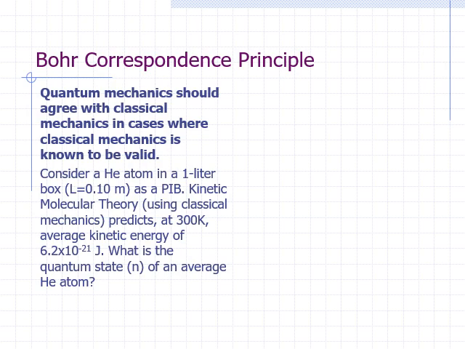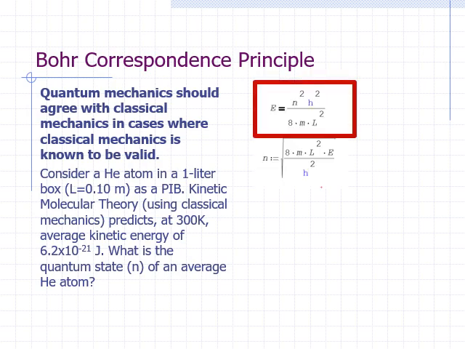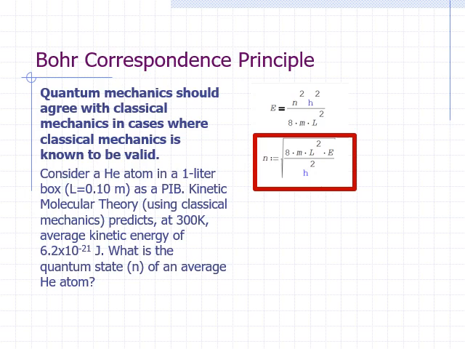For a particle in a box, the energy is n squared h squared over 8mL squared. We can rearrange this equation to solve for n. The quantum number n is equal to the square root of 8mL squared times E divided by h squared. We have all the information we need.